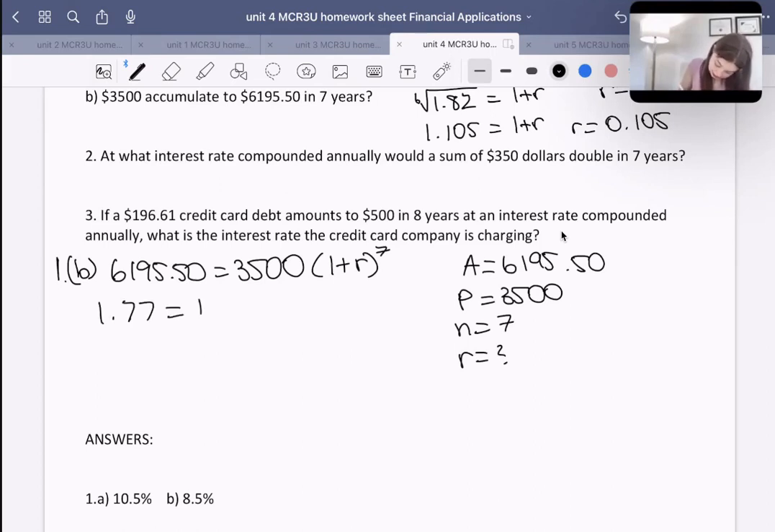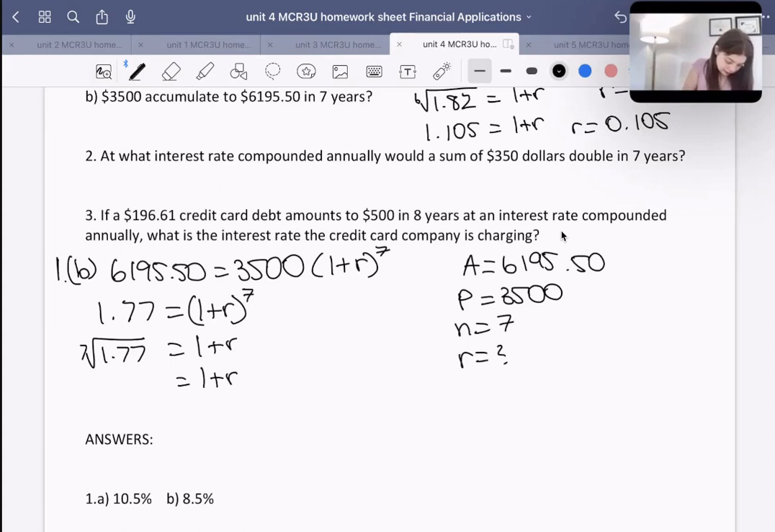1.77 is equal to 1 plus r to the power of 7. So now we're going to take this to the seventh root. So the seventh root of 1.77 must be 1 plus r. So let's see, what's that equal to? Again, we got to use our calculator. We're not going to know that.